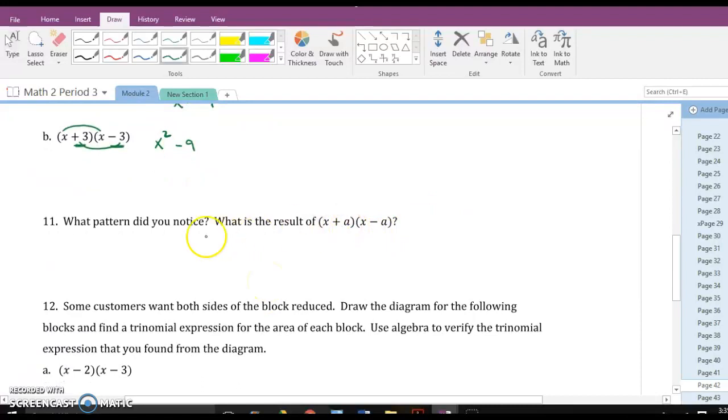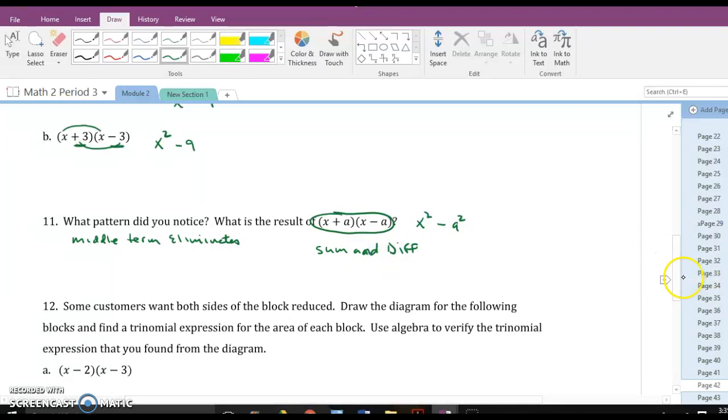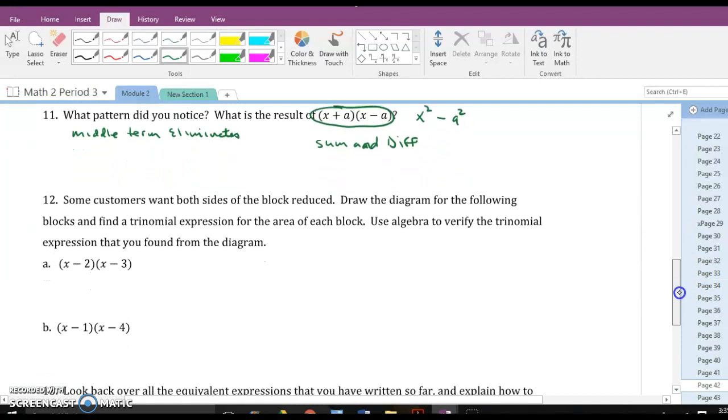So this here, right? What pattern did you notice? Well, we noticed the middle term always eliminates. And what is the result of this going to be? All you're going to do is multiply x and x to get x squared. A positive times a negative is always going to be a negative. A times a is a squared. So that is a pattern you would recognize. This is what we call a sum and difference problem. Okay, they happen, but not often.